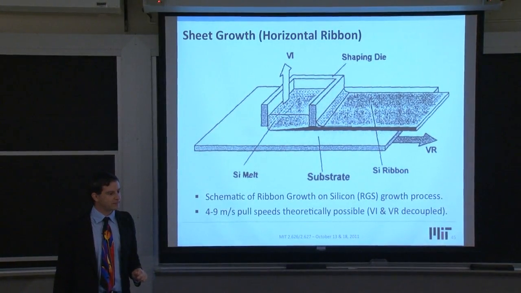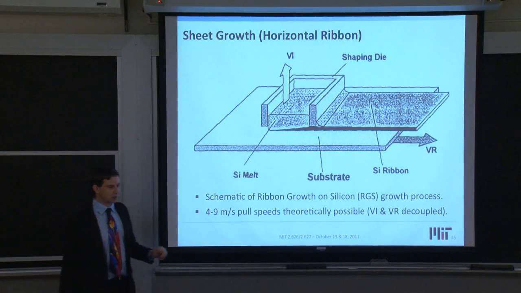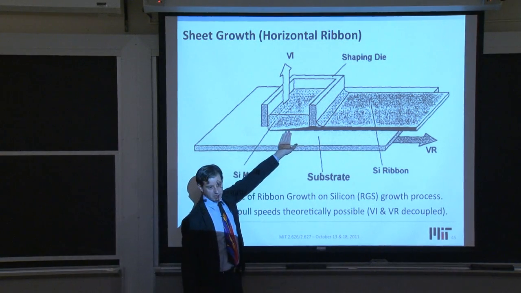Does pulling at a slower speed with the horizontal ribbon increase your quality by increasing your grain size? Or is it not really? If you're able to control the nucleation and growth process at the very beginning, theoretically, that could be possible.